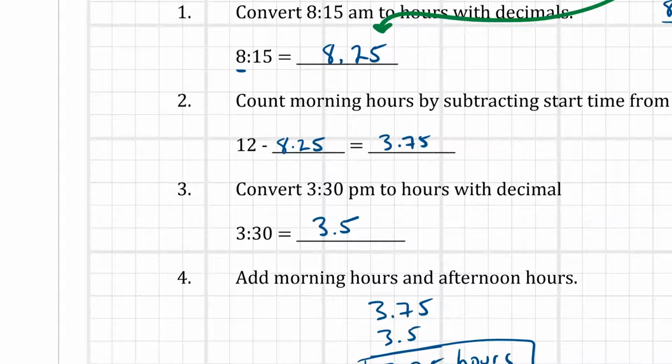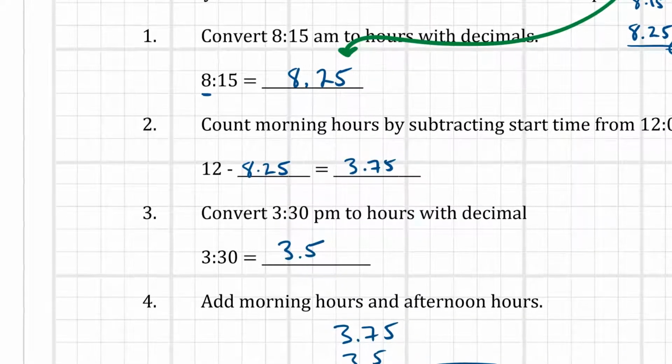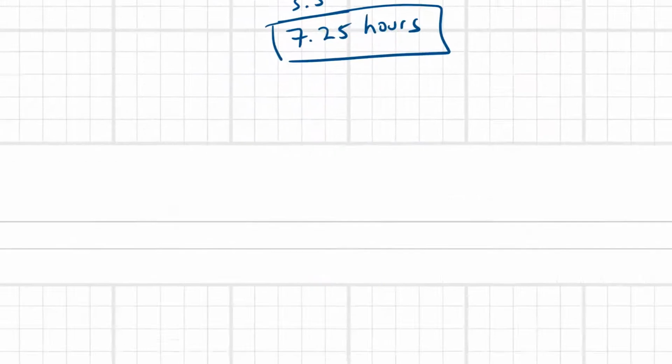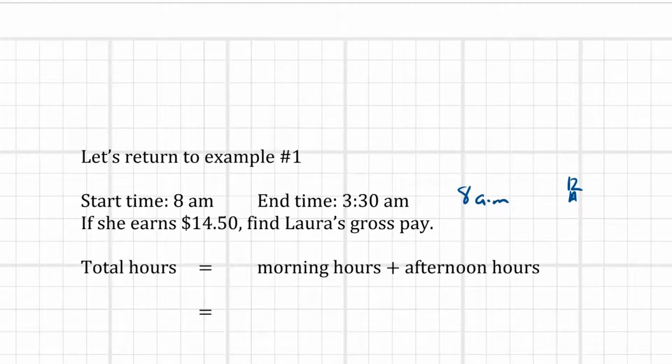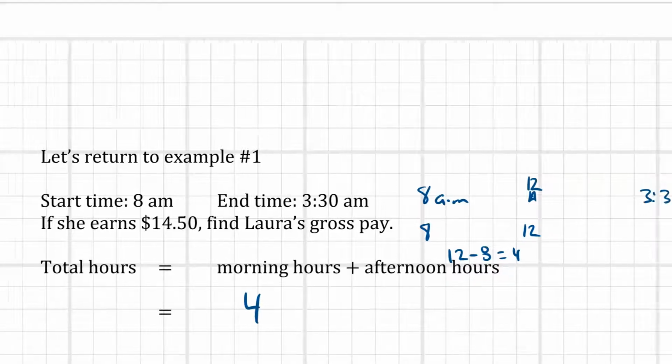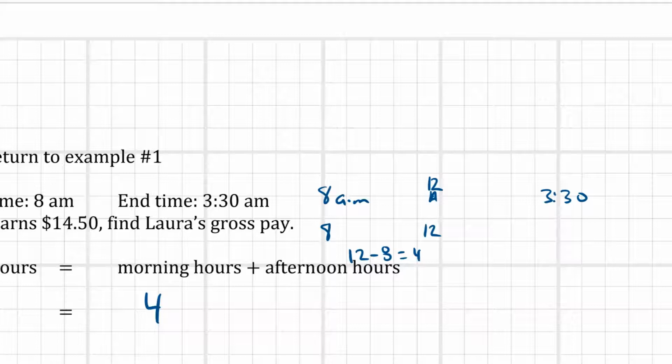So let's think about our steps that we had. Our first step was convert that first number, the time, into decimal. So the first time was just 8 a.m. Well, we really don't have to convert it at all. It's just 8, right? And then we said, let's figure out how many hours they worked in the morning. So the morning hours, that would be 12 minus 8, which is 4. So 4 morning hours.